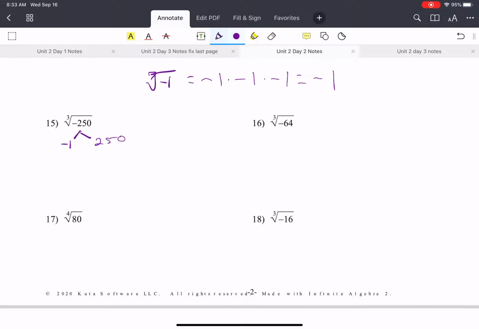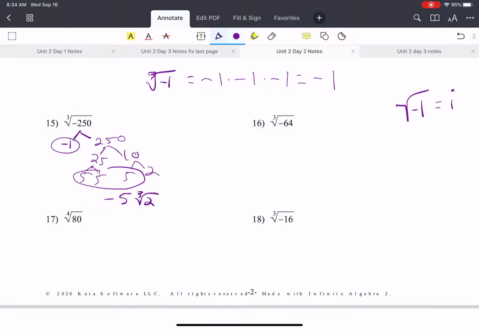All right, you with me? Okay, what factors into 250? 25 and 10, good. What else? Am I looking for pairs? Triples, it's a cube root. So negative 5 cube root of 2. So you may want to write this so that you have it memorized.